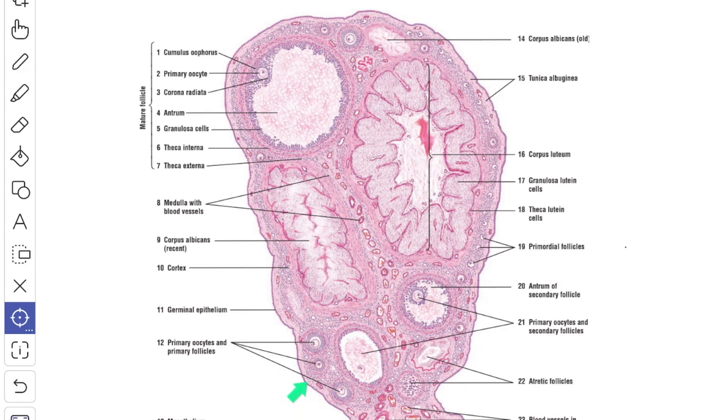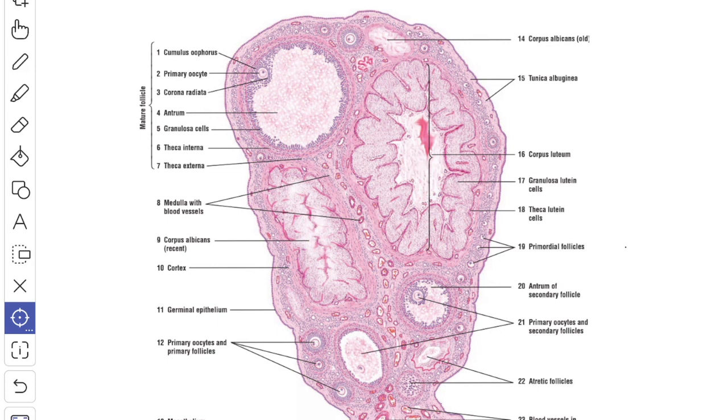So this is the germinal epithelium, composed of a single layer of cuboidal cells, and this gives the ovary a dull grey appearance. It is not lined by coelomic mesothelium. Hence the ovary is an intraperitoneal organ, and the ova are directly shed into the peritoneal cavity before their entrance into the uterine tube. And this is the cortex.